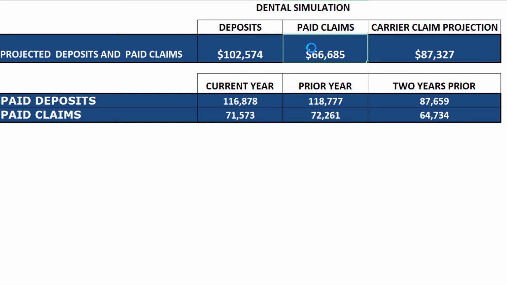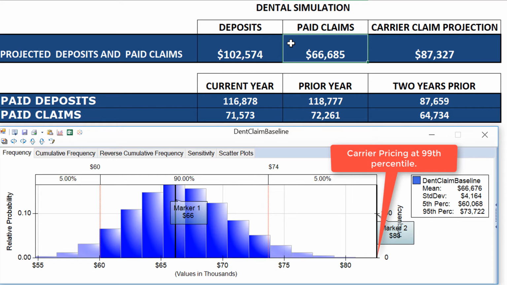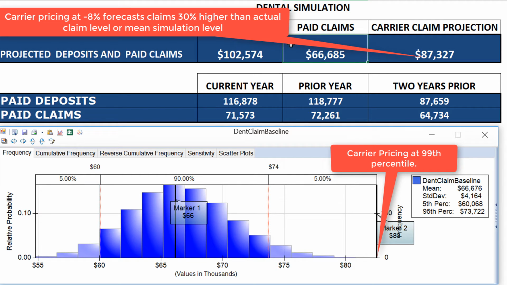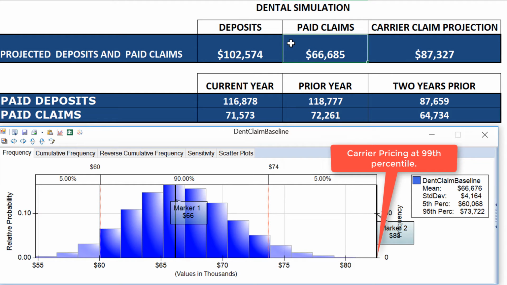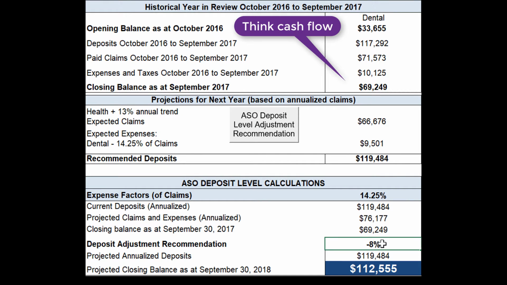Paid claims for the year were $66,000. However, to rate at an 8% reduction, the carrier would have had to assume a claim level of $87,000. When tested against 1,000 years of simulation trials, this amounts to pricing in the 99th percentile of claims levels. Rating isn't everything, you hear.